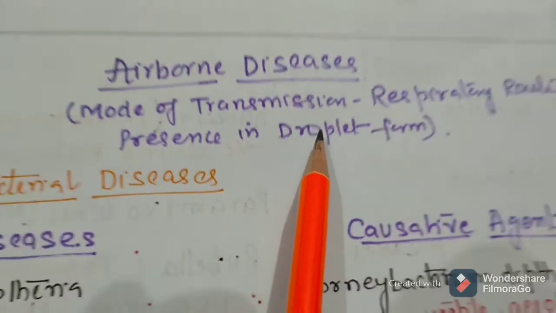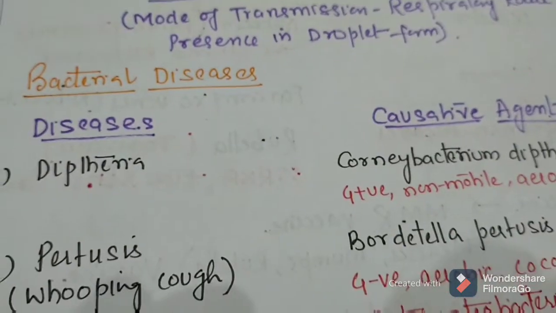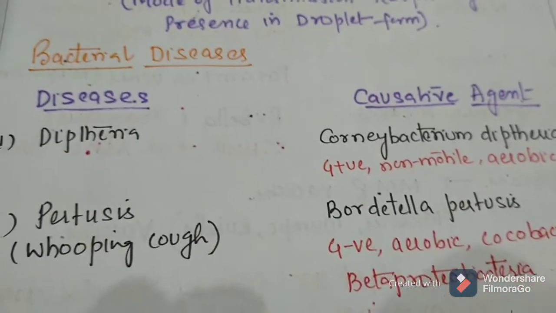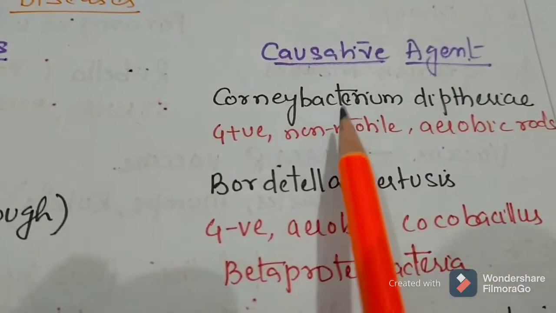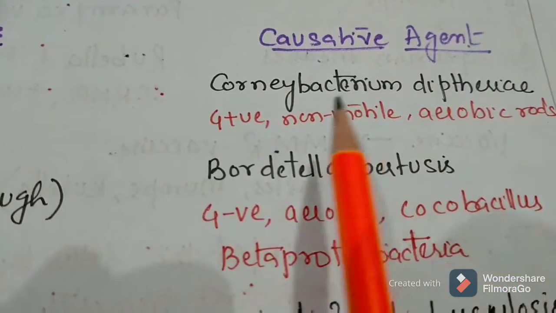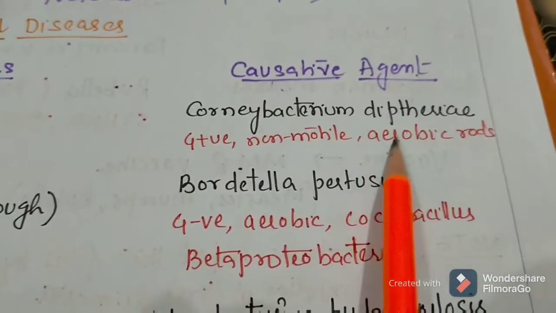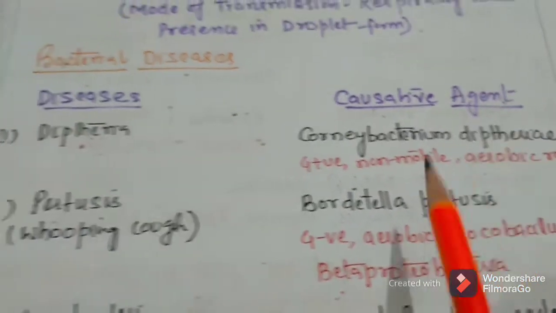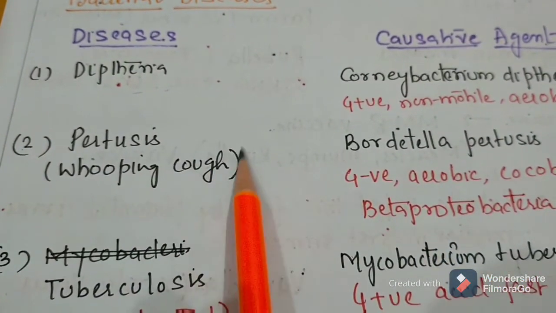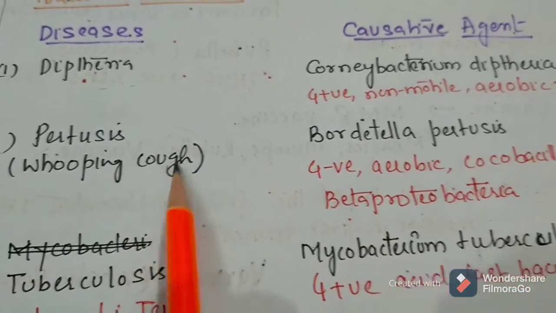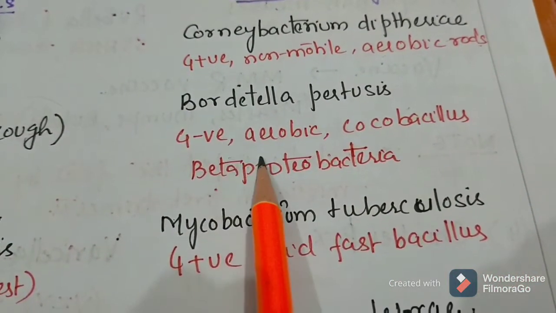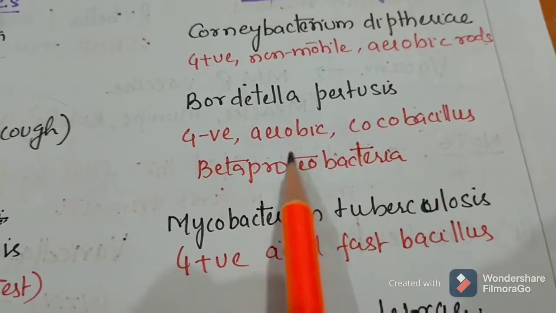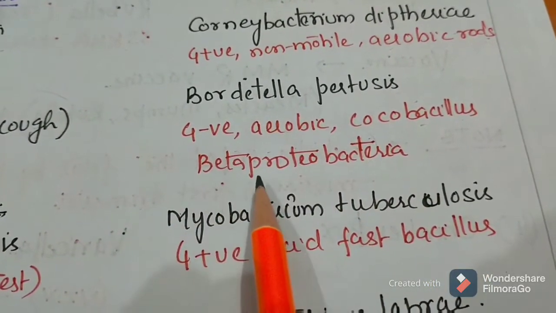Now first we will see some bacterial diseases. First is diphtheria, which is caused by Corynebacterium diphtheriae. It's a gram-positive, non-motile aerobic rod. Next is pertussis, which is also called whooping cough. It is caused by Bordetella pertussis. It's a gram-negative aerobic cocobacillus, and it belongs to beta proteobacteria.